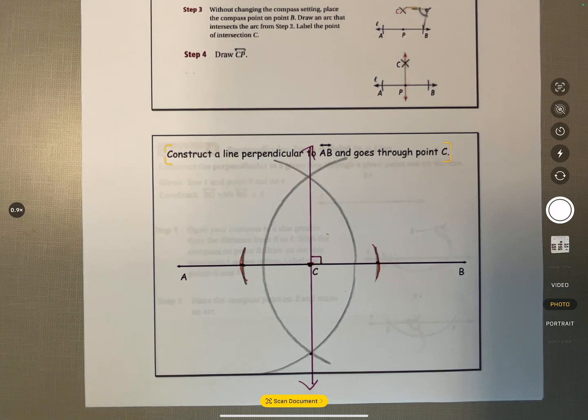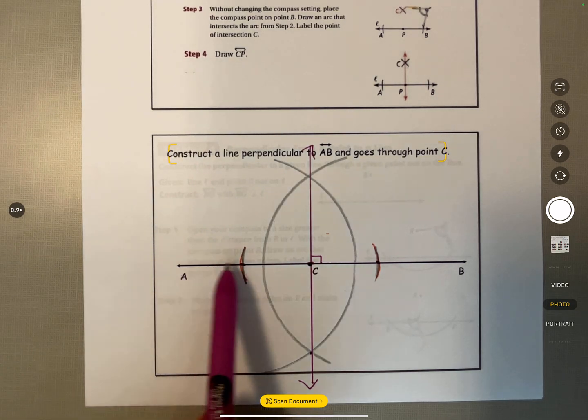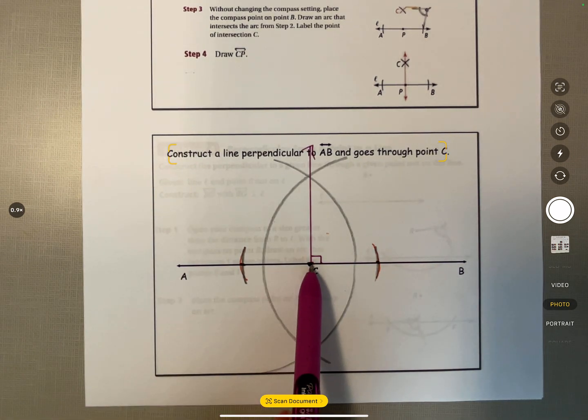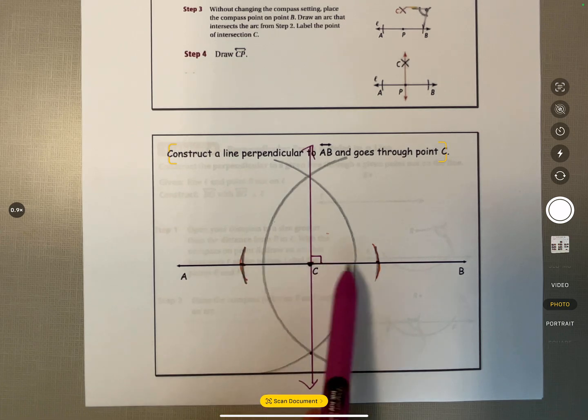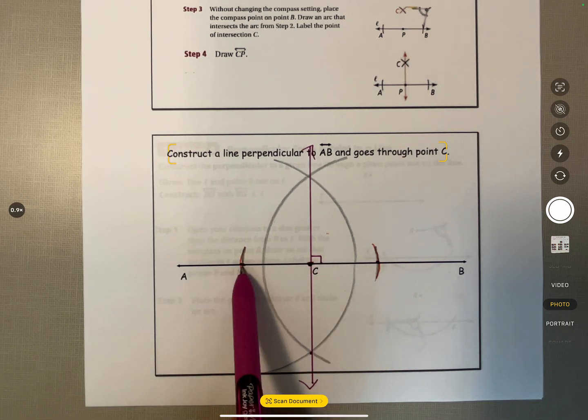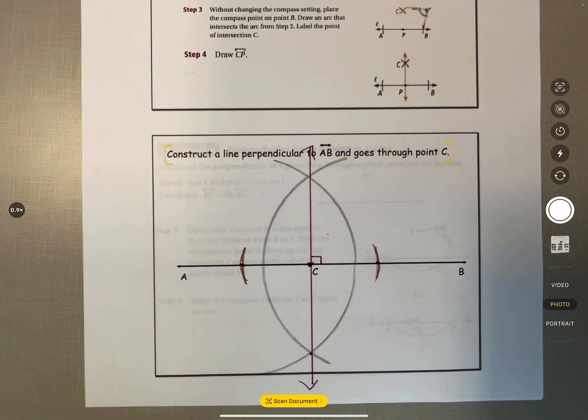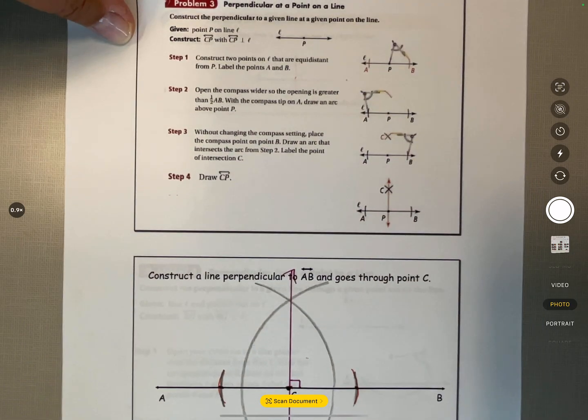So this one has a constraint. We were doing perpendicular bisectors with segments, but this one's a little different in that we've got a whole line, and it has to go through C. So we first get equidistant points, the TIE fighter, and then Chanel between the two. And again, you have IKEA notes.